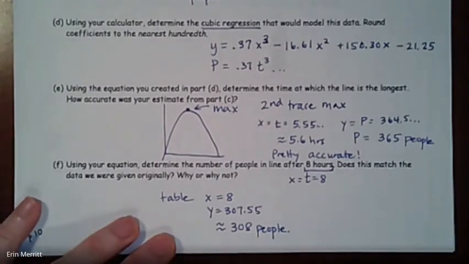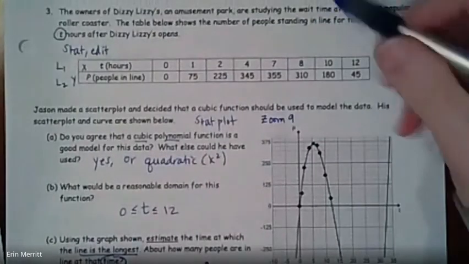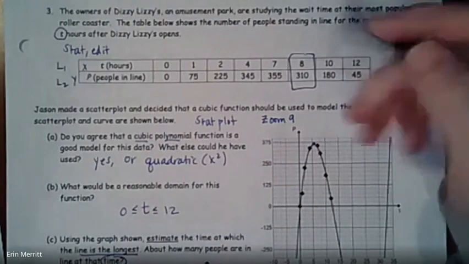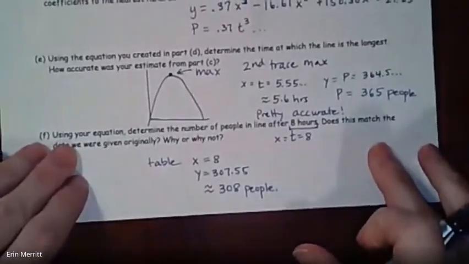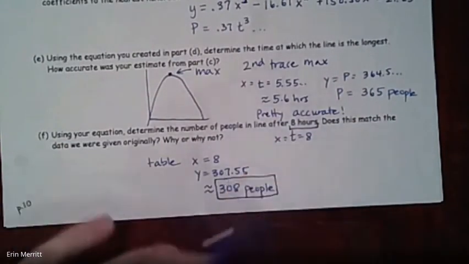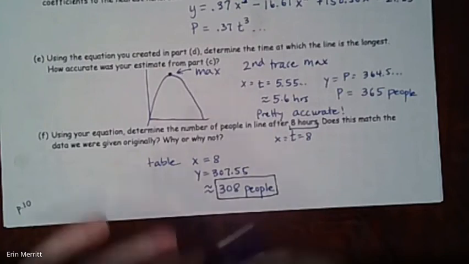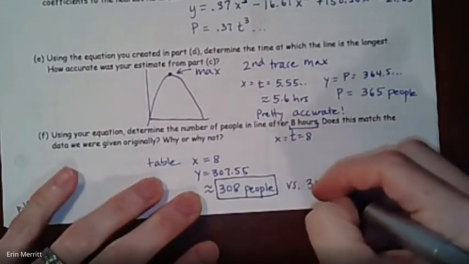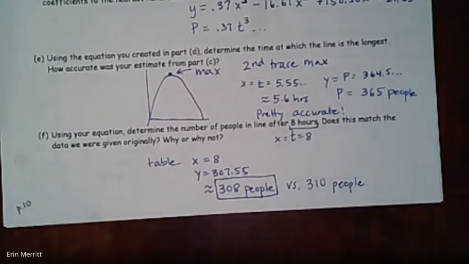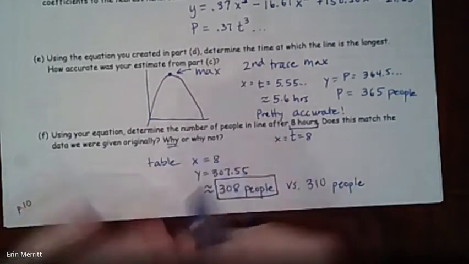Then it says, does it match the data you were given? Why or why not? Well, go way back up to the top. Up here at 8 hours, it says there's 310 people in line. We figured out that at the 8-hour mark, there's 308 people in line. So when it says, does it match? Well, technically no, right? Because it's supposed to be 310 people. Is it really close? Absolutely.